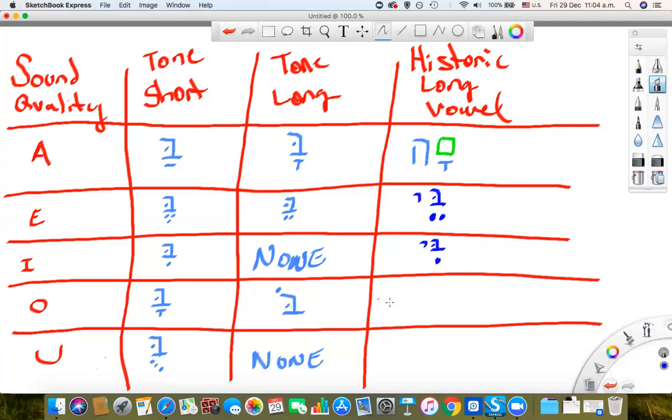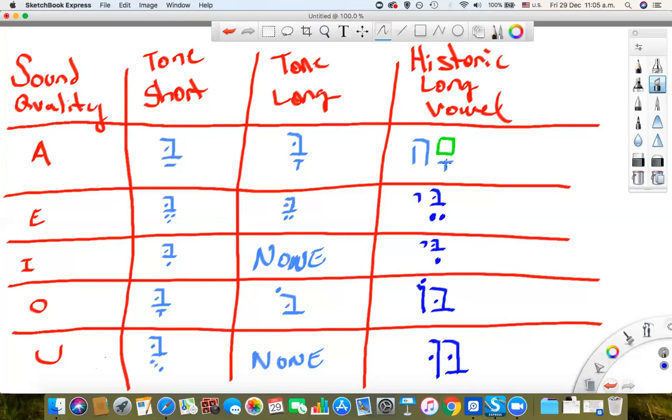And then for our O class, we have a holem vav. So here's our consonantal bet. And this vowel is written to the left of it. So there's our vav, and then we have a holem on top of it. And this would be pronounced bow, bow. And then finally, our U class looks like a vav, but there's a dot in the middle, and this is called a shurik, and it is an oo sound. So this would be boo.